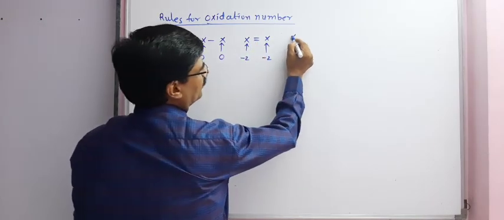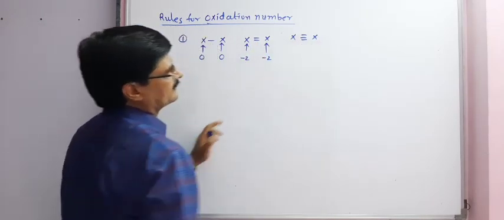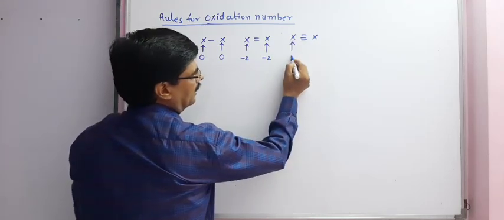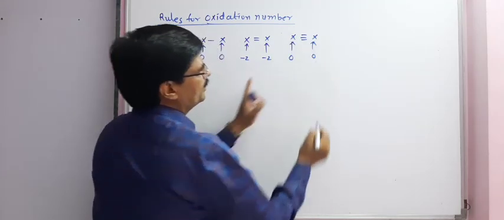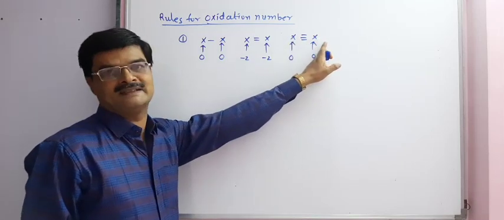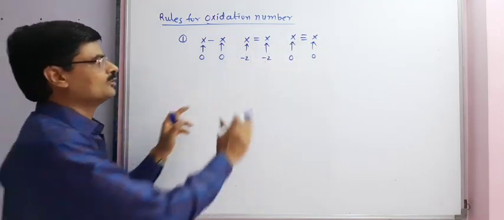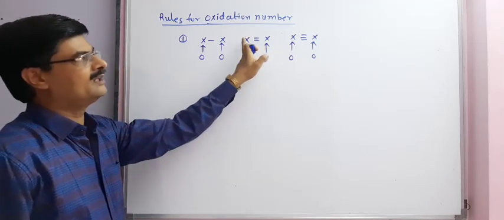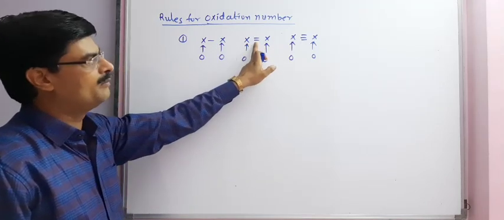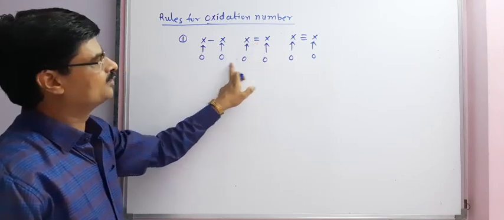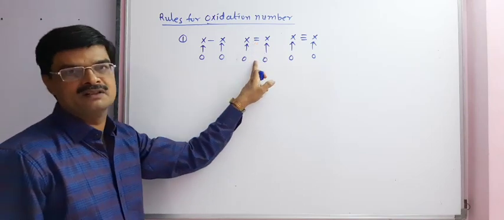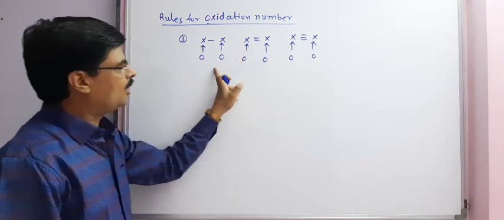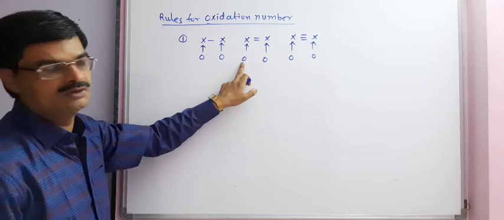Now in the case of X triple bond X, here we have again 0 and 0 because both the atoms are the same. In this case also we have 0 and 0 because both atoms are joined in a covalent bond, single, double or triple. That is why the electronegativity difference is not there, and that is why in all three cases the oxidation state will be 0.